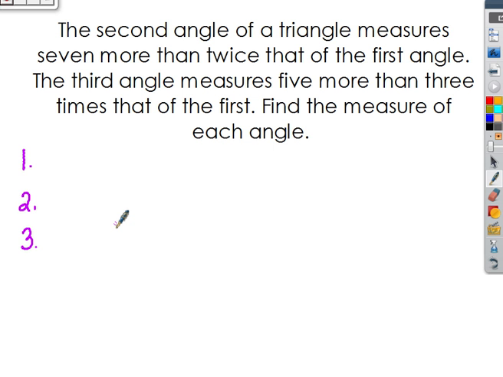But I don't know what this first angle is, so I'm going to go ahead and call that x, because I don't know what it is. So now if I talk about the second angle in my triangle, it tells me it's 7 more than, remember our turnaround word, twice the first. So if I wrote twice the first angle, it would be 2 times x, because the first angle we already said was x. So twice that would be 2 times x. 7 more than that would be adding 7.